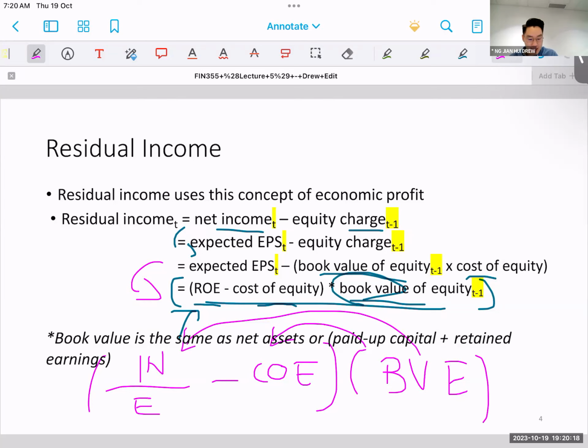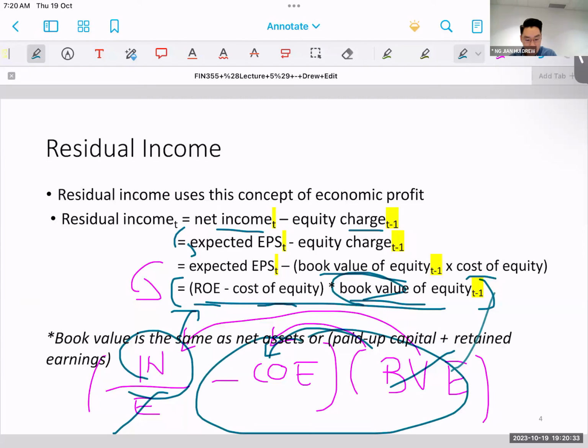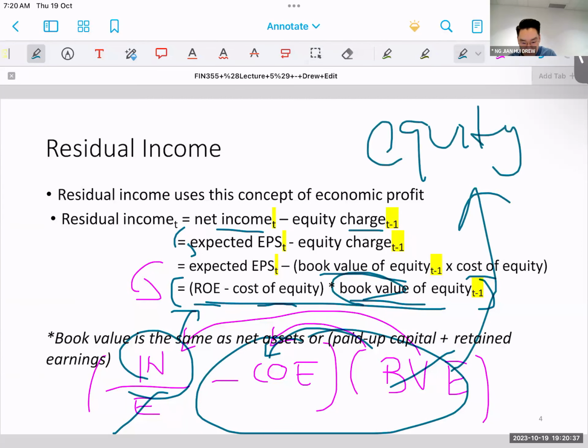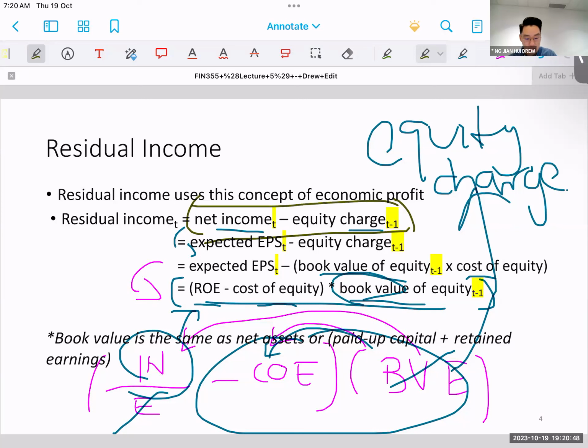So if you do notice that the book value of equity, when you multiply into here, kind of cancels out here, right? So you get back your net income. And then as your book value of equity is multiplied into the cost of equity, basically you get your equity charge. So eventually you get back your initial formula.